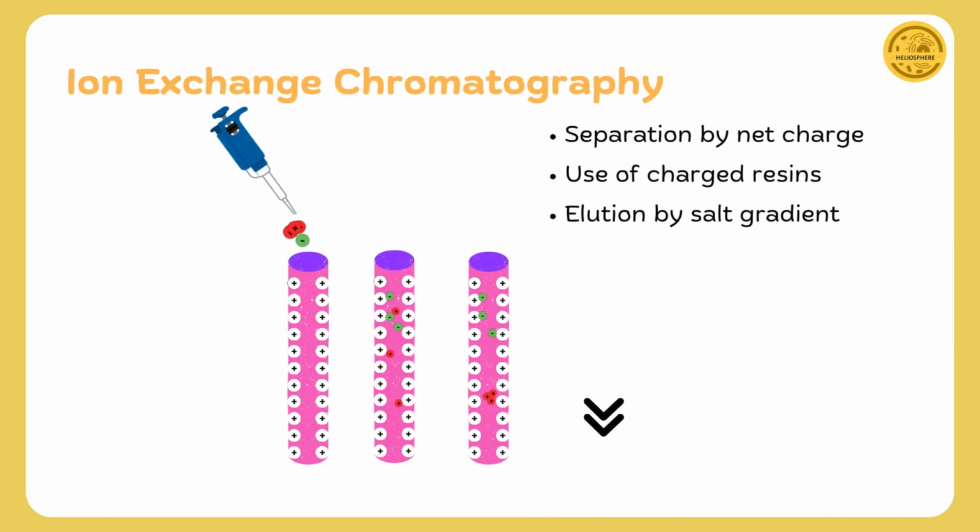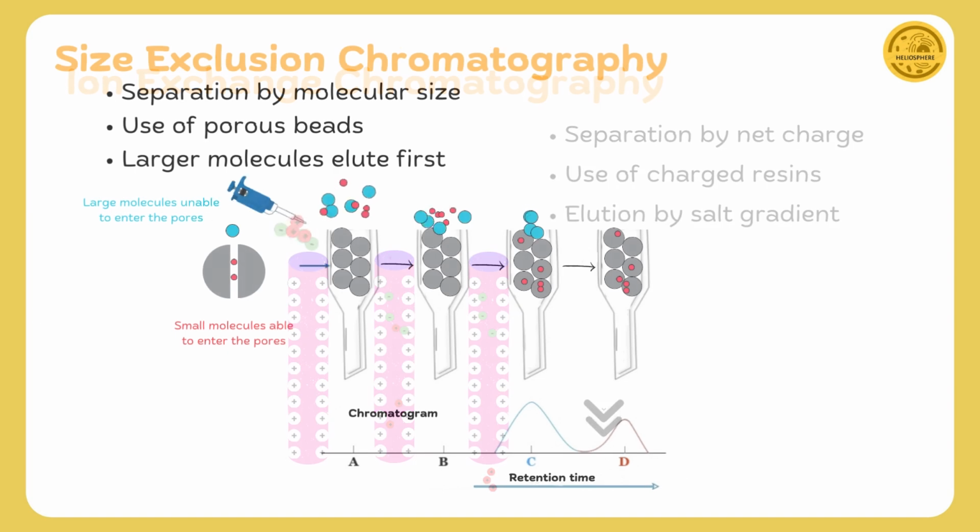Next up is ion exchange chromatography. This technique separates proteins based on their net charge. Proteins are passed through a column containing charged resins, and those with opposite charges bind to the resin and are eluted by changing the salt concentration.